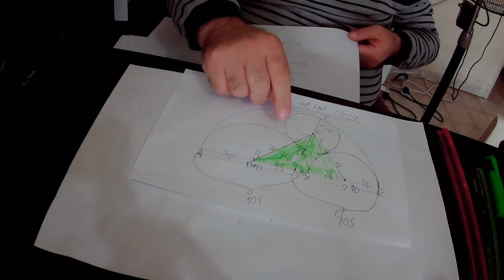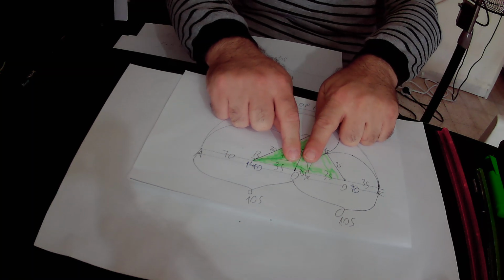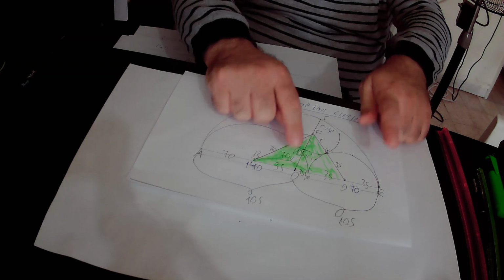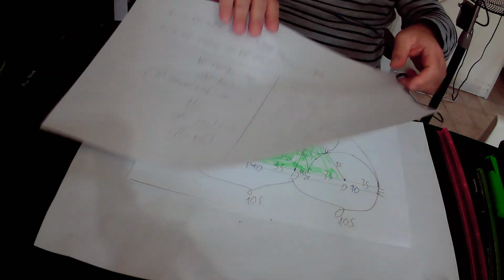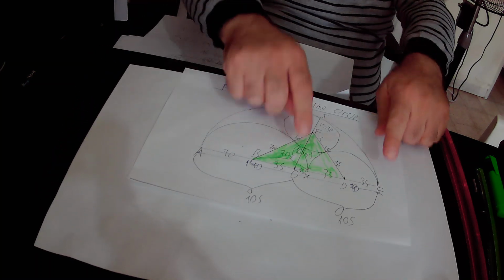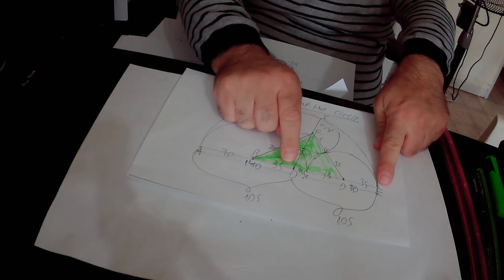In the next step, we find out the length of this line segment OC. From the drawing, it is very easy to see that OC equals OE minus CE. Repeat again. OC equals OE minus CE. OE is 105. It is the radius of the biggest semicircle.